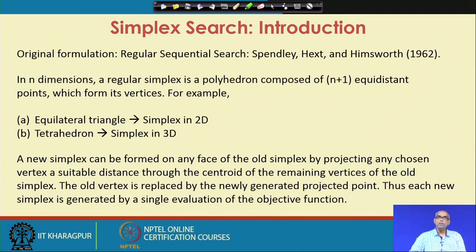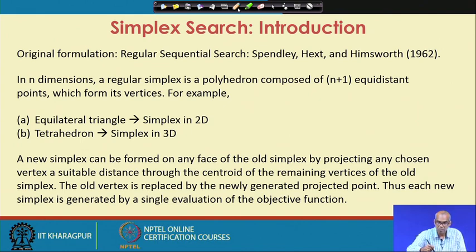Now, the property that we use to constitute a search algorithm using simplex is as follows. A new simplex can be formed on any face of the old simplex by projecting any chosen vertex a suitable distance through the centroid of the remaining vertices of the old simplex. The old vertex is replaced by the newly generated projected point. Thus, each new simplex is generated by a single evaluation of the objective function.